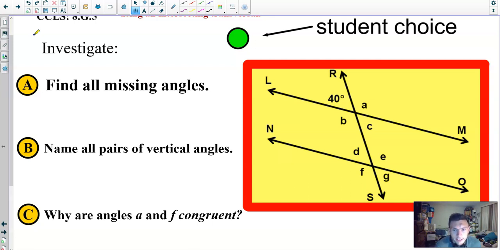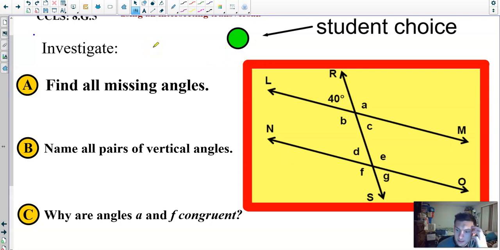So I look at the diagram. I see that this first angle is 40 degrees. And right away I know one of the other angles. Without doing anything, thinking about previous lessons, just looking at the diagram, I know angle C. Why do I know angle C?